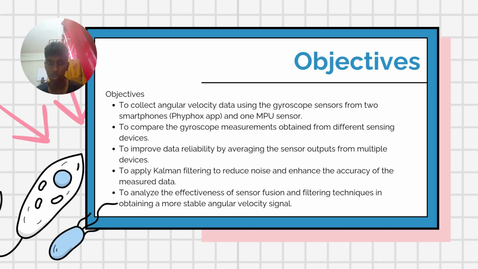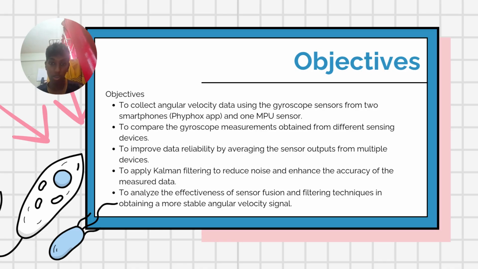Second, the device comparison. With three different hardware setups running simultaneously, our next objective is to directly compare this gyroscope measurement to analyze how baseline drift and noise variance differ across distinct sensing devices. Third, initial data reliability. Before jumping straight into complex filtering, we want to see how much we can improve the signal stability through simple hardware redundancy, especially by averaging the raw sensor output from multiple devices.